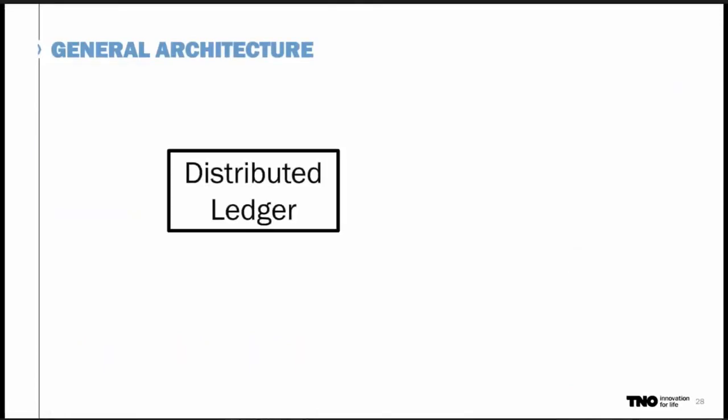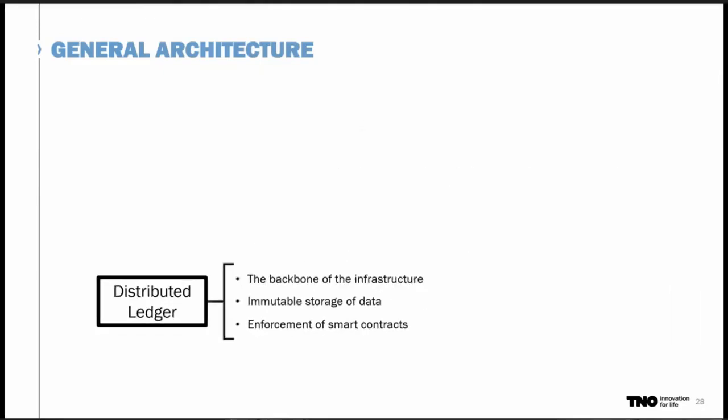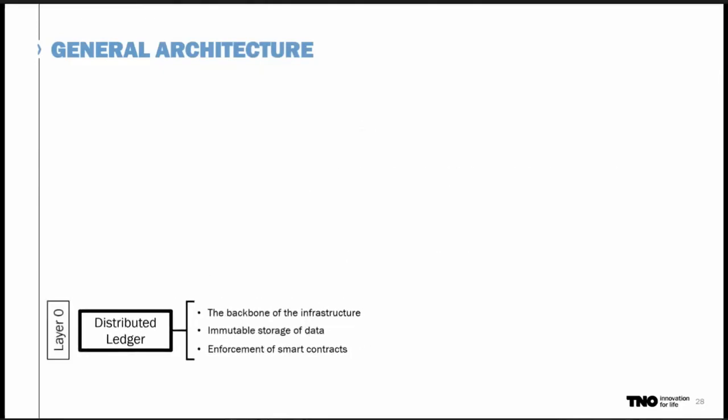So I'm going to speak about the general architecture. The base point of the general architecture is the distributed ledger, the blockchain. It serves as the backbone of the whole infrastructure. It's where data is stored immutably and enforcement of smart contracts happens. The distributed ledger is based on Corda, and it's what we call layer 0.